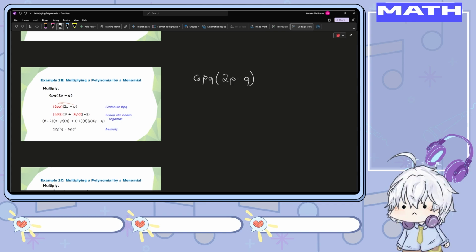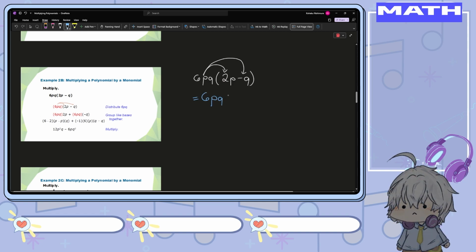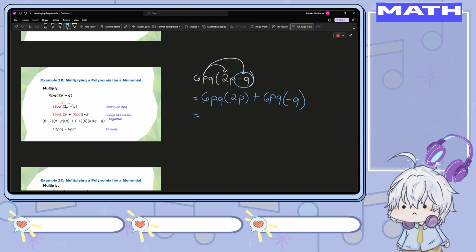If we solve for this one, we need to distribute 6pq to both 2p and negative q. If we do so, that will be 6pq times 2p plus 6pq times negative q. Answering the following, we will solve like having 6 times 2 first, which is 12.